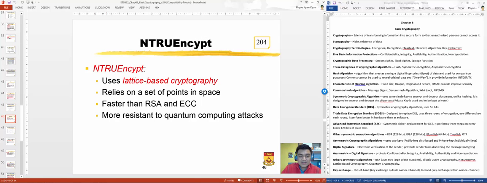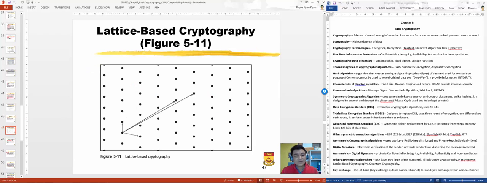Next, NTRU uses lattice-based cryptography, which relies on a set of points in space. It is faster than RSA and ECC, and more resistant to quantum computing attacks. Nowadays our hardware devices are more and more powerful, so if encryption is not strong, people can easily decrypt or get the key in a very short period of time. Lattice-based means you can form a space of dots. I can draw lines, or create patterns of encrypted information. Without knowing the lines I have drawn, I have no way to decrypt my information. Since there are so many dots, there can be multiple combinations.